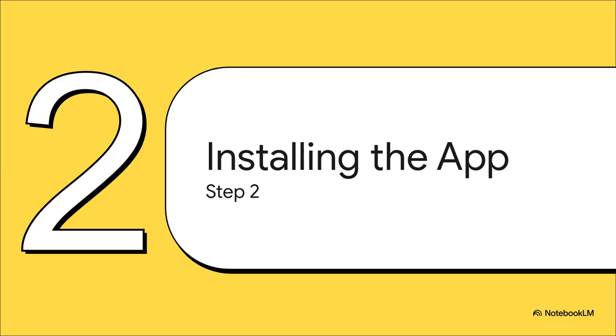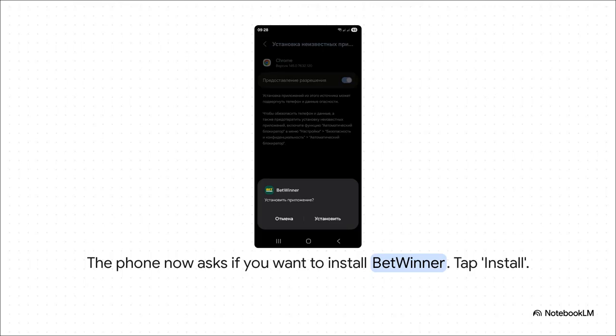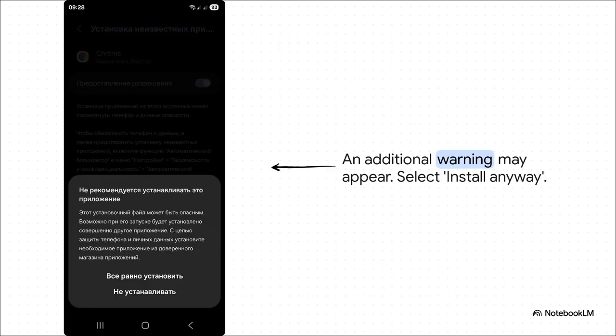All right, with the permissions out of the way, we're ready for the main event, actually installing the app itself. Right after you give permission, you'll see this screen. It's the standard Android prompt asking if you want to install the Betwinner app. Just go ahead and tap Install to continue. You might also see a second warning like this from the system. Again, this is just your phone taking an extra precaution because the app isn't from the Play Store. It's a standard message, so feel free to select Install anyway to proceed.